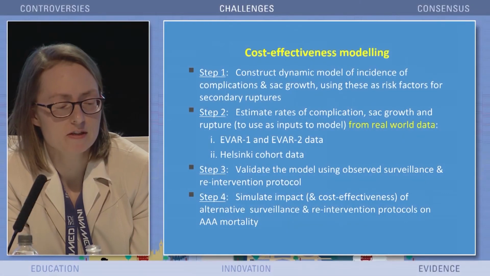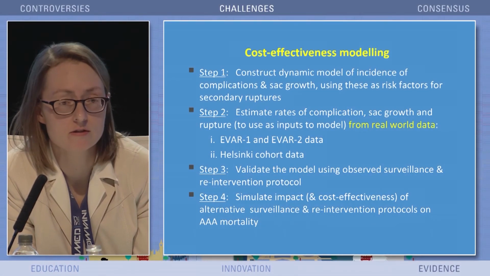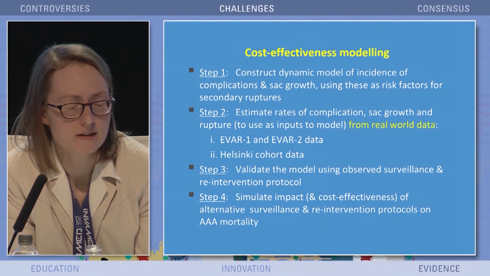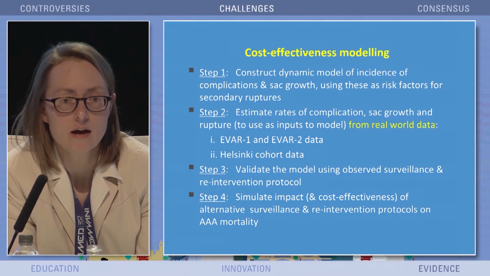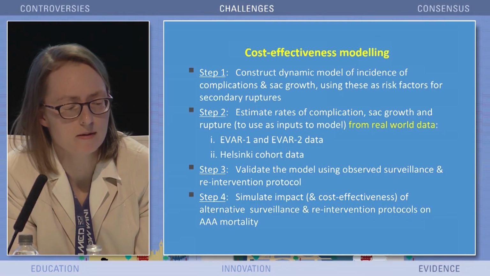The cost-effectiveness modelling that we have carried out can be broadly categorised into 4 steps. The first of these is to identify the events which we're interested in tracking and to see how we would like to join those together, what the relationships are between them.